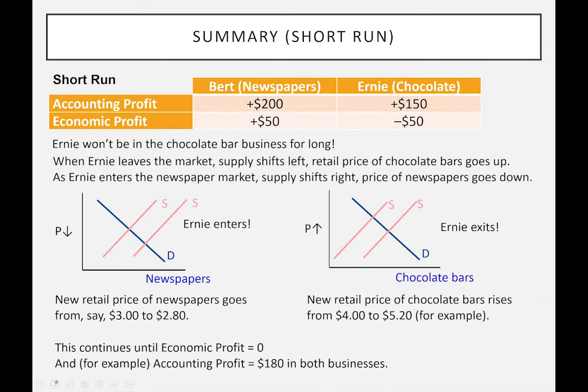This will carry on until, and there's not going to be just one Ernie, there's going to be several of them, this will carry on until the economic profit is equal to zero, meaning to say that the accounting profit will be the same in both markets or both industries. There's no advantage in shifting from one market to another.